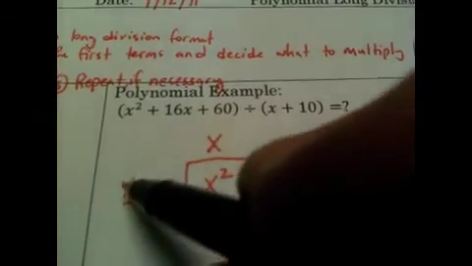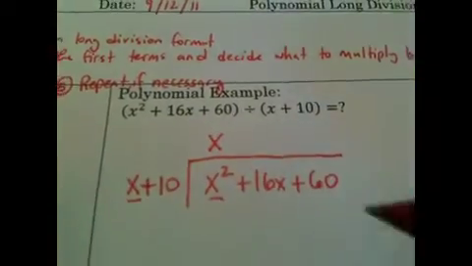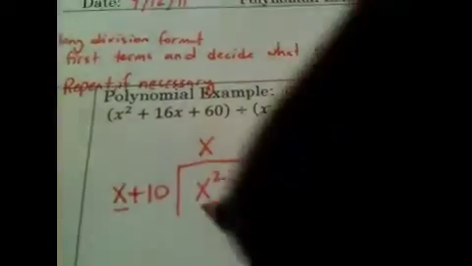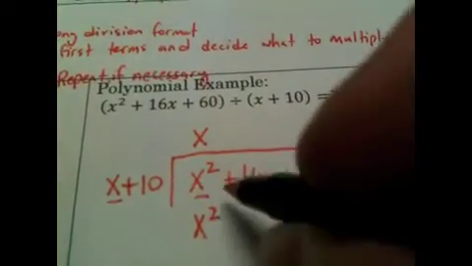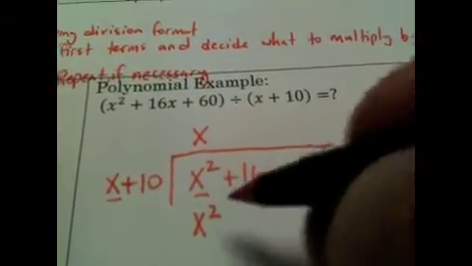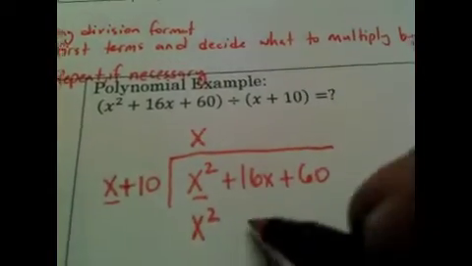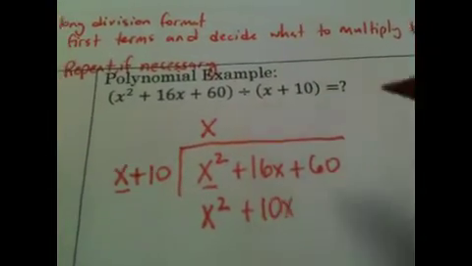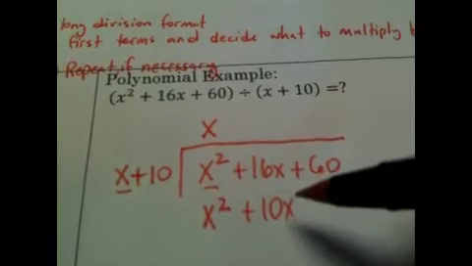You distribute x times x and x times 10, and you write it accordingly. X times x is x squared. Notice that I'm putting it under its like term. And x times 10 is 10x. Again, under its like term.